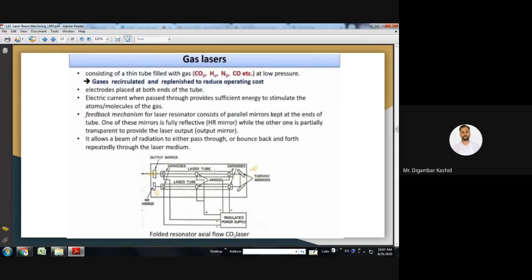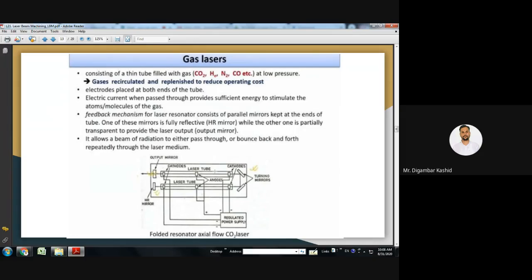Electrodes are placed at both ends of your tube. You can see the electrodes there, and when electric current is passed through this tube, it provides sufficient energy for what purpose? To stimulate the atoms or the molecules of that gas. Now the feedback mechanism, which means mirrors. Here also feedback mechanism is applied: the laser resonator consists of parallel mirrors kept at the ends of the tube.